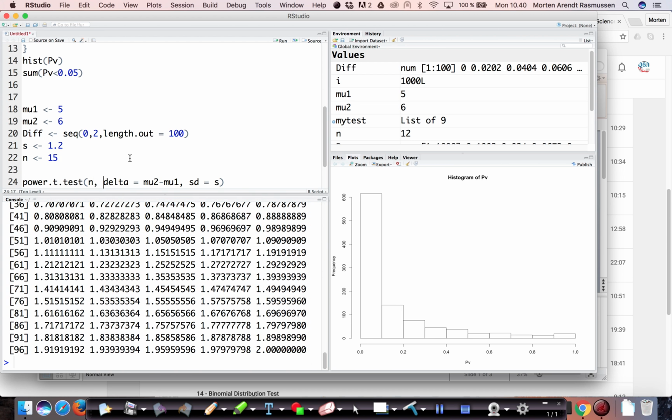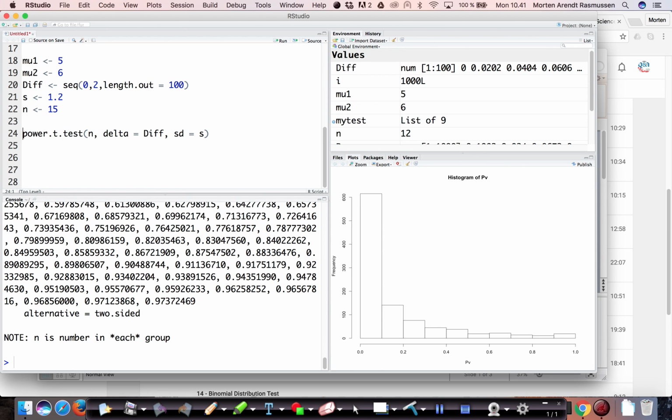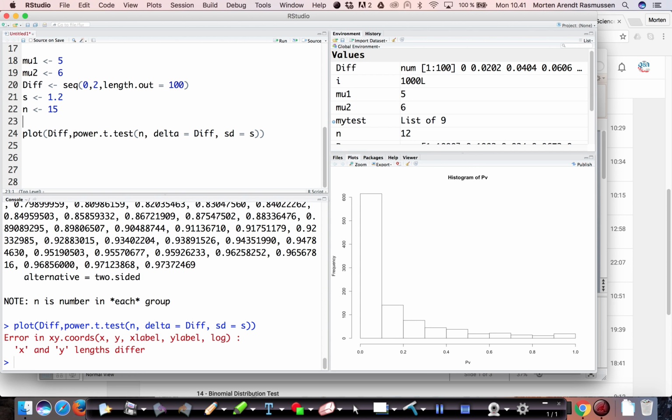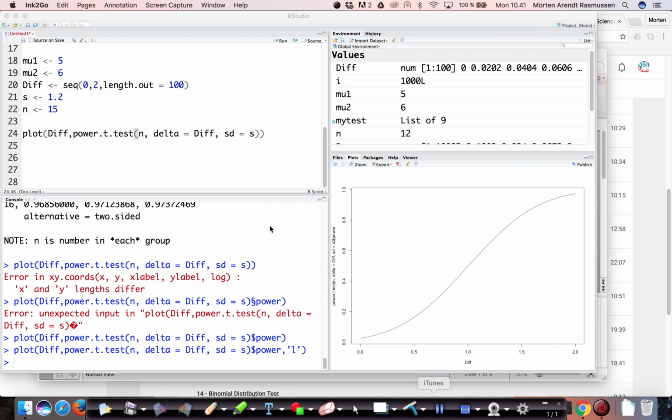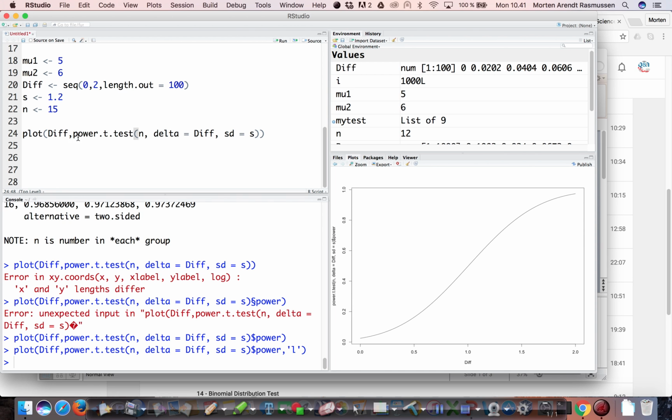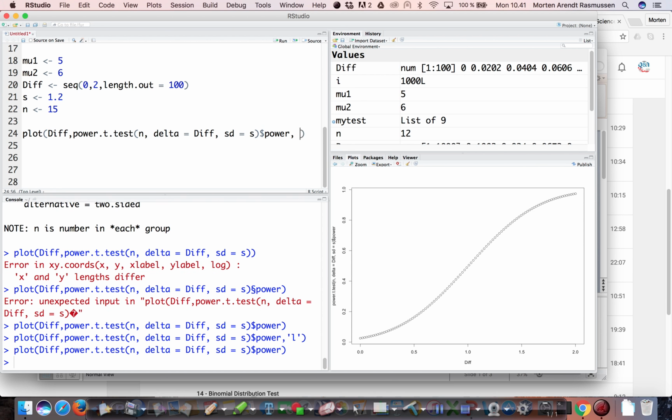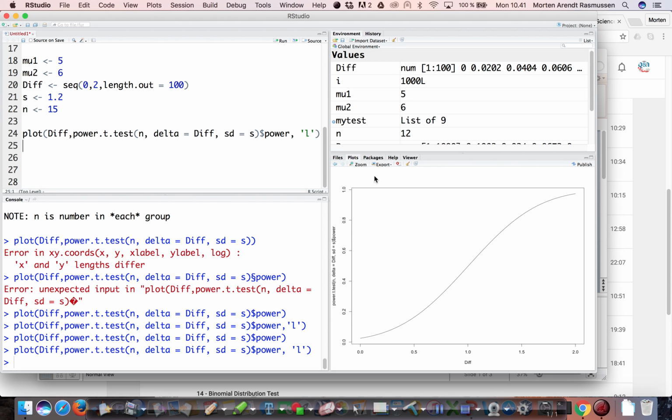So instead of plugging in delta as being the exact difference between 5 and 6, I use this. I calculate the power for a number of differences and then I plot this difference versus the power. I do that by plotting the difference on the x-axis and then the power on the y-axis, which I take out of the result. I would like it to be a line, so I do it like this.